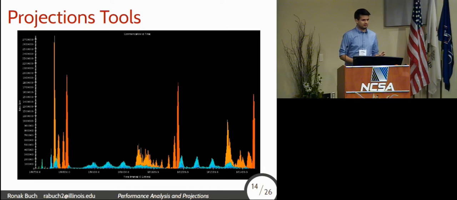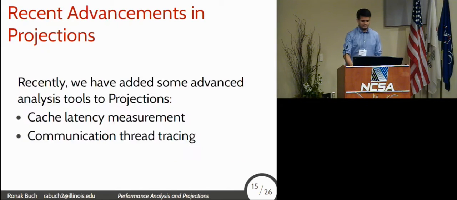So those are sort of the basic projections views. We have a few more, slightly more advanced ones as well, things like multi-run analysis, user event view specifically, things like extreme analysis where we'll use the machine to identify particular areas of interest. But I won't go into all of that. Instead, what I'd like to talk about in detail are some of the more recent advancements that we've made in projections. So over the past year, we've added a bunch of different views and tools, and I'd like to discuss two of them in particular today. One of them is cache latency measurement, and the other one is communication thread tracing.